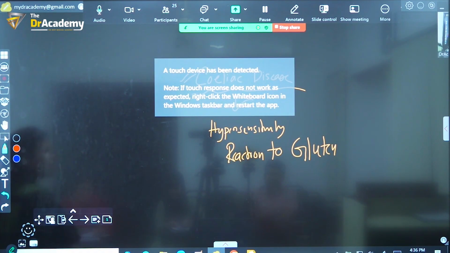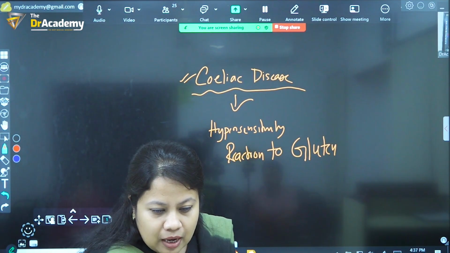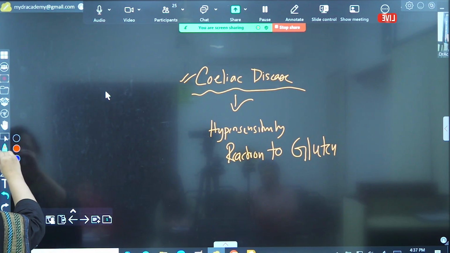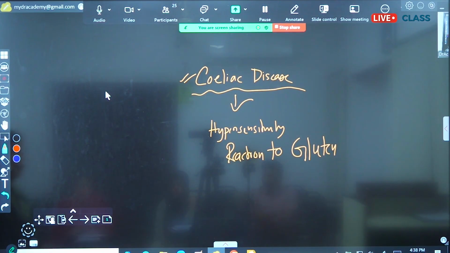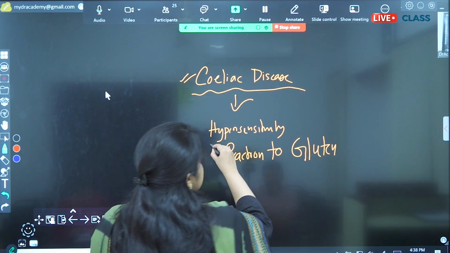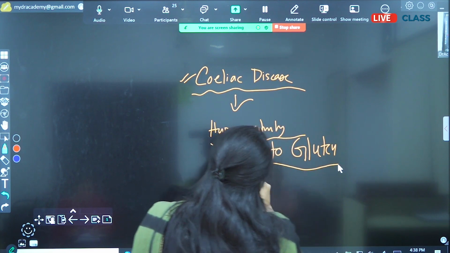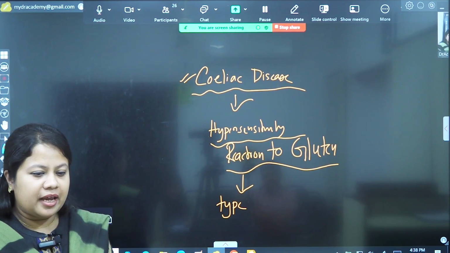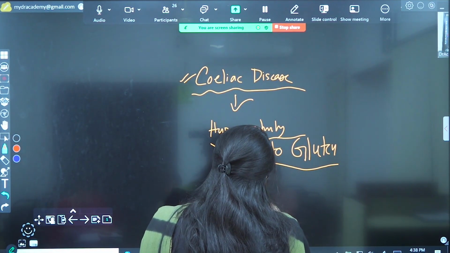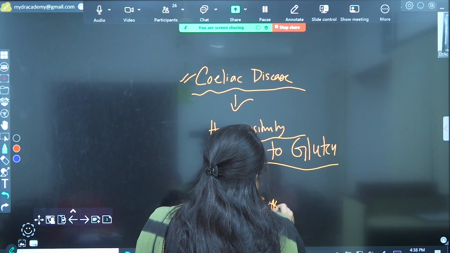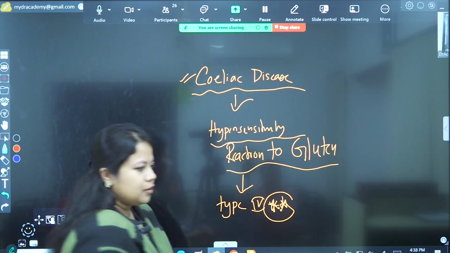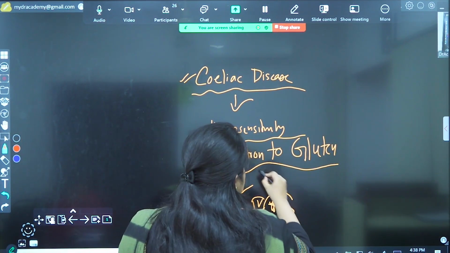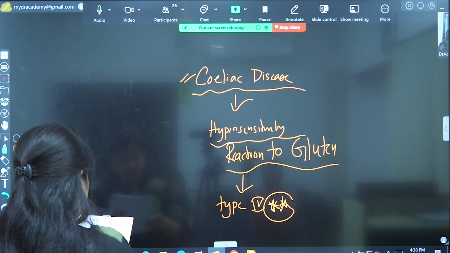Now tell me what type of hypersensitivity it is. How many types of hypersensitivity reaction are there in our body? 4 types, among which, okay, celiac disease is a hypersensitivity reaction to the gluten. Which type? It's type 4. This is actually a recall of TAS. So celiac disease is a hypersensitivity reaction to the gluten, and which type? It's a type 4 hypersensitivity.